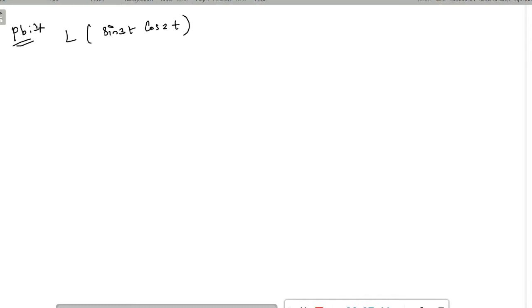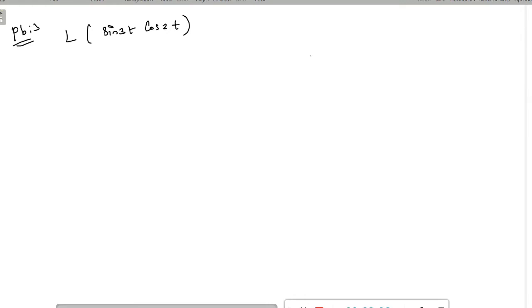Third problem, how to find the Laplace transform of sin 3t cos 2t. So here there is no property to find the Laplace transform of a product of two trigonometric functions. So for that I am going to apply some trigonometric identity.